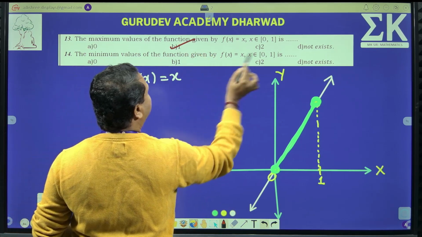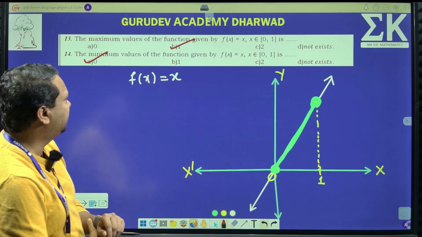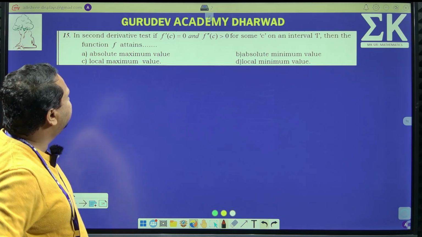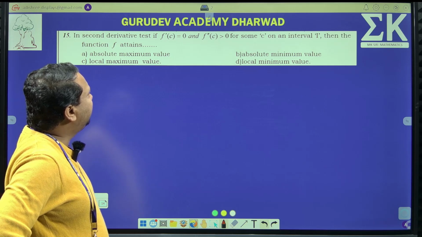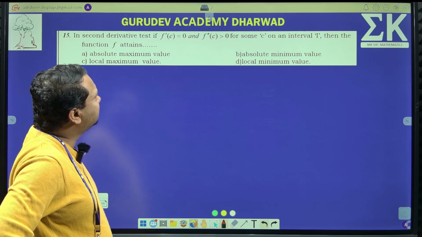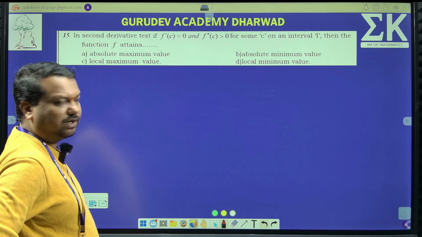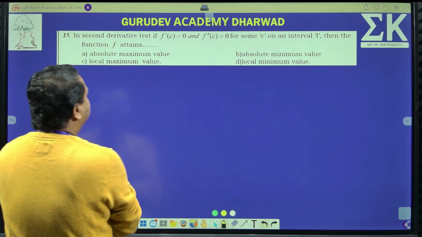The minimum value of the function is 0. Clear? Right. Go for the next one. In the second derivative test, if f dash of c is equal to 0 and f double dash of c is greater than 0 for some c on an interval I, then the function f attains is the question. Okay, so I'll just understand with an example.